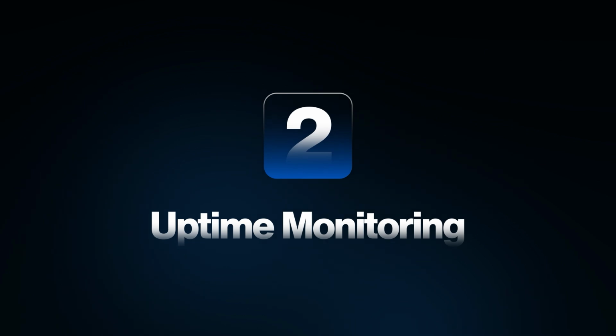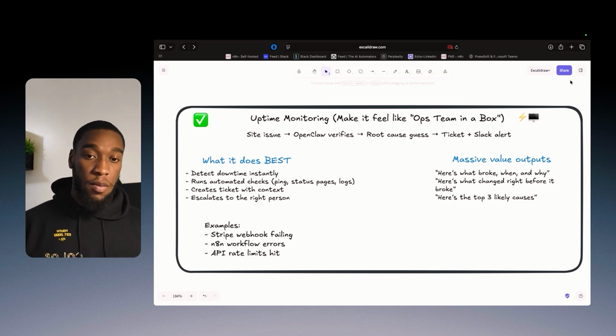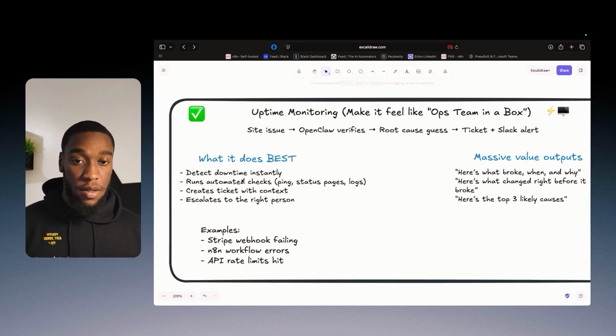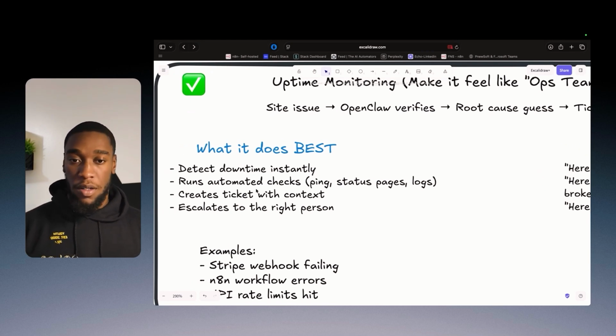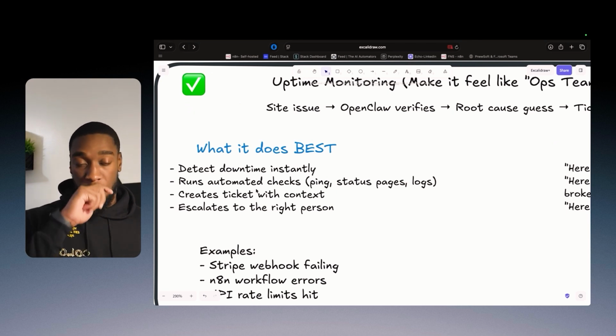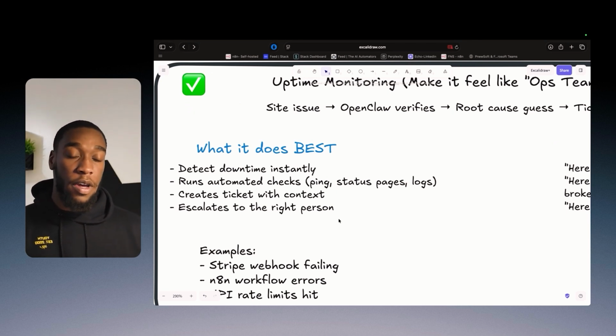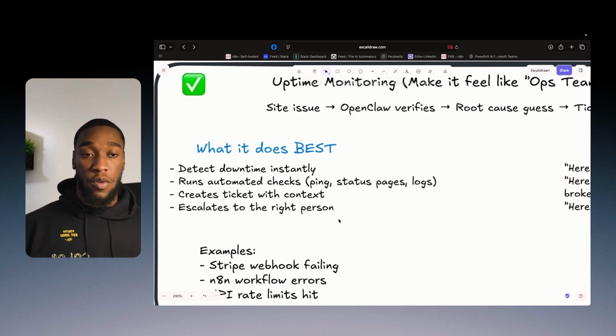The next use case is having OpenClaw act as an ops team and check if there's any system downtime and monitor any site issues within your system. It's able to detect downtime instantly and run automated checks with ping statuses, pages, and logs, create tickets with contacts, and then finally escalate it to the right person. This is really useful if you have team members that might be offline for a bit, or you have a mission critical system that you need to keep up for your employees and customers.